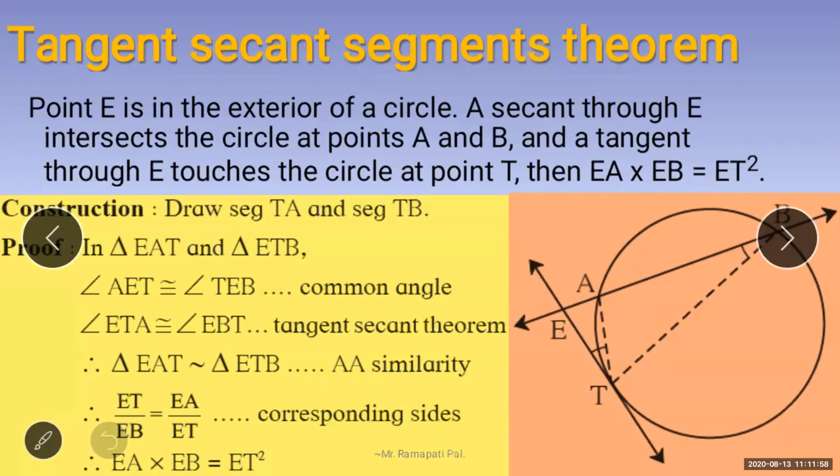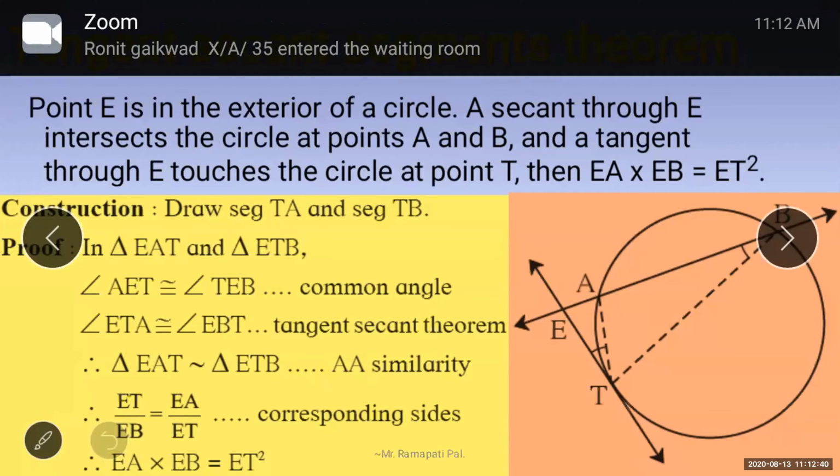Now see, what is the common angle between them? Can you name it? What is the common angle? That is angle AET and TEB. They are common angles, so they are congruent to each other. Now we have learned the tangent secant theorem, correct? So we have to use here angle ETA is equal to angle EBT, by the tangent secant theorem. So we got two angles in the triangles, so both the triangles are similar. Triangle EAT is similar to triangle ETB by AA test of similarity. Is it clear?